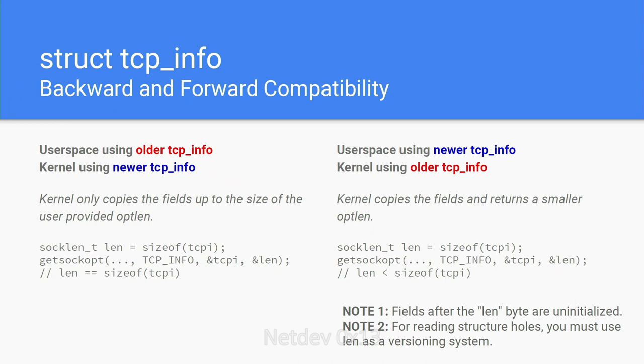If you run a new binary compiled with a recently updated TCP info on a very old kernel, the kernel will only fill the fields that it knows, and the rest of those fields are untouched or uninitialized. So you have to make sure you read the len returned by getsockopt as a reference for which version of the kernel you're running on. When you're on an older kernel, make sure you check the len. Len would be smaller than your TCP info if it has changed. Based on the offset of the fields, you can see which version of TCP info you're actually using. And I'll explain why that is important later.